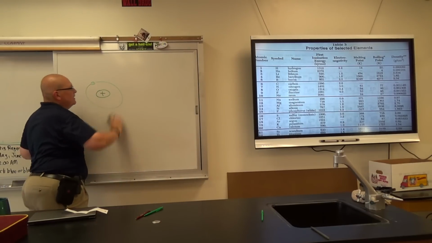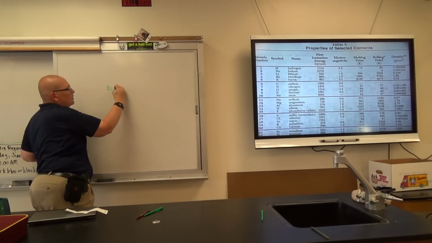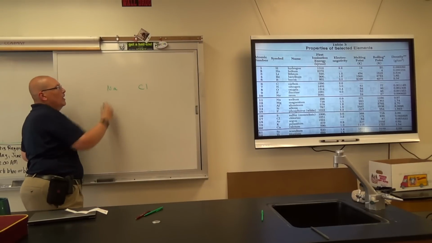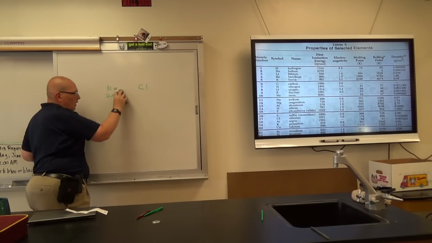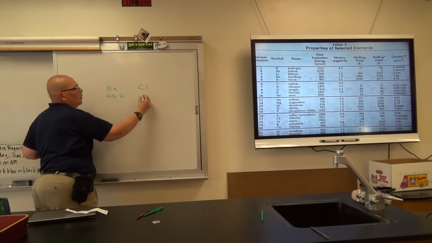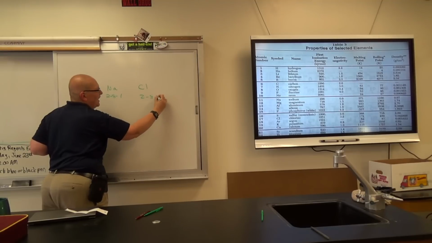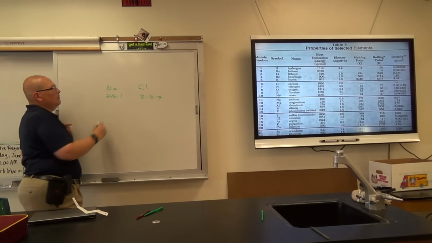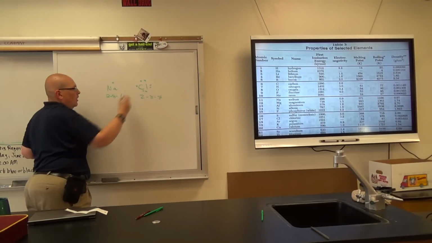When two atoms bond together, there's a competition for those electrons. So for example, when sodium bonds with chlorine, sodium has a configuration of 2-8-1, and chlorine is 2-8-7. Sodium has 1 valence electron and chlorine has 7 valence electrons.